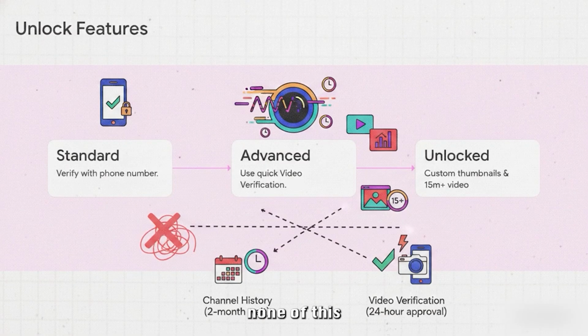Actually, scratch that. None of this really matters if you can't even upload a custom thumbnail or a video longer than 15 minutes. To get those, you need advanced features. Step 1 is just standard phone verification, super easy.